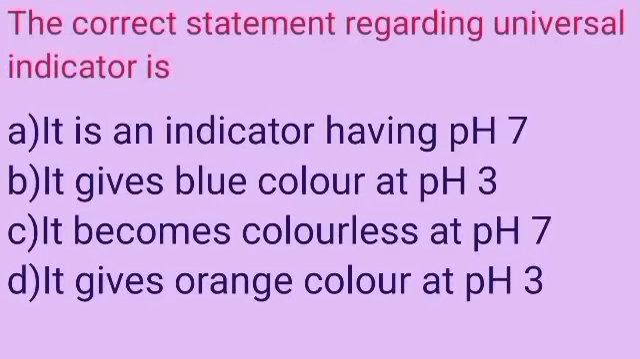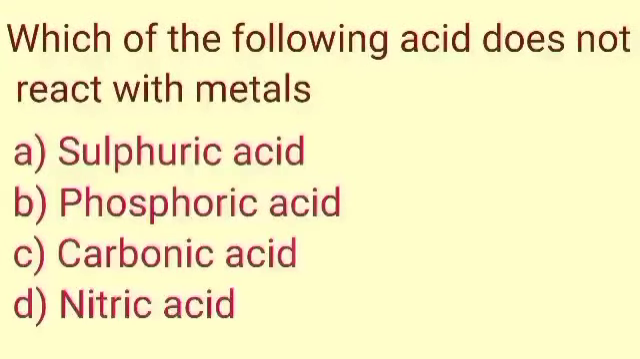Next, the correct statement regarding universal indicator is option A it is an indicator having pH 7, option B it gives blue color at pH 3, option C it becomes colorless at pH 7, D it gives orange color at pH 3. Answer D it gives orange color at pH value 3. Which of the following acid does not react with metals? Option A sulfuric acid, option B phosphoric acid, option C carbonic acid, option D nitric acid. The answer is C carbonic acid.